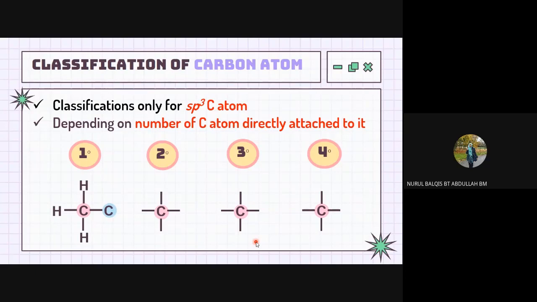And then what about the secondary? Sepatutnya ada 2, tertiary got 3, quaternary got 4. Boleh tak ada sampai 5? Tak boleh sebab carbon maksimum dia 4 sahaja.